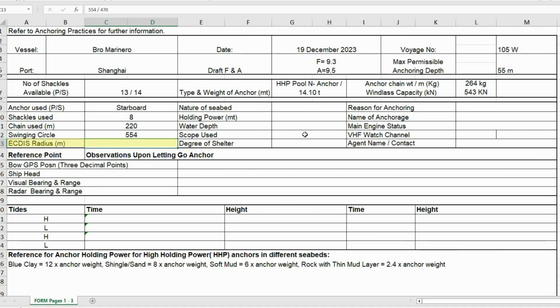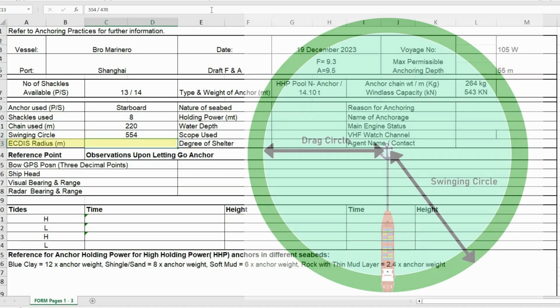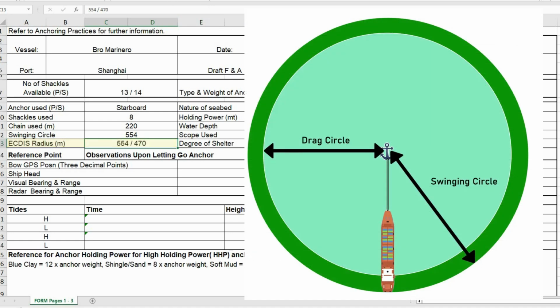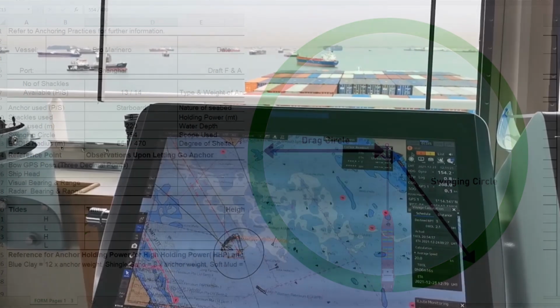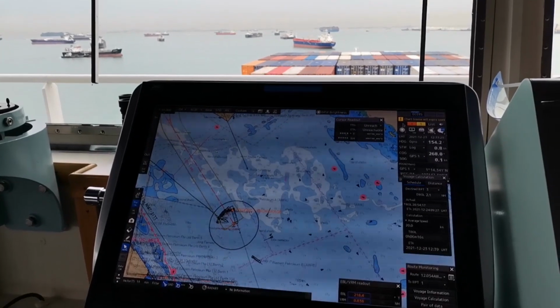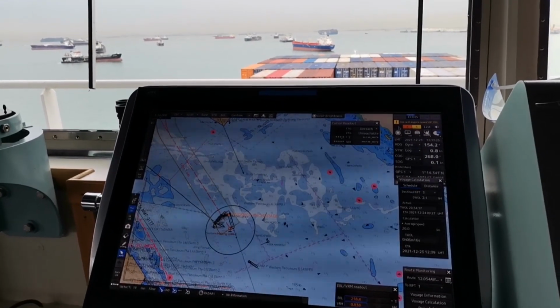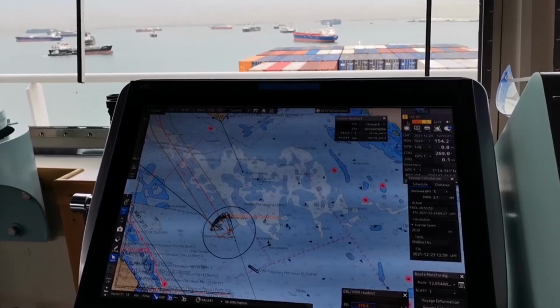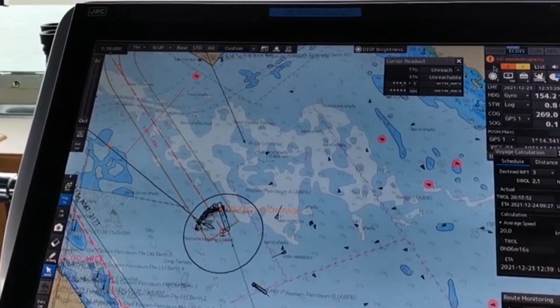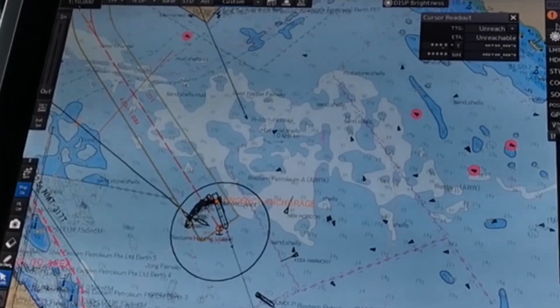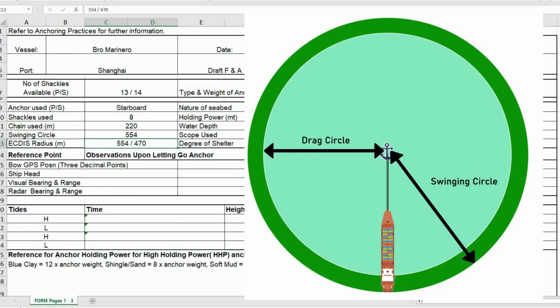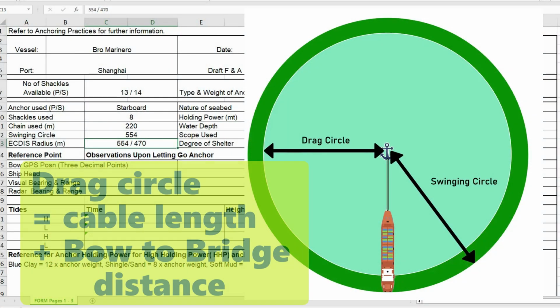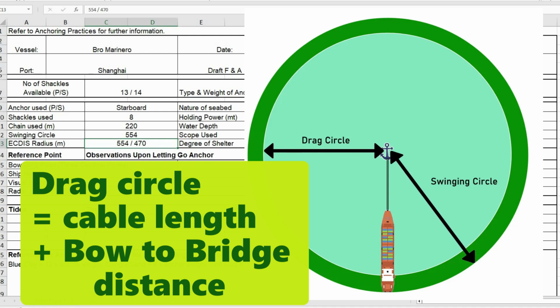ECDIS radius. ECDIS radius or drag circle is used to determine when the vessel starts dragging. It can be the same as swinging circle if ship's particulars are entered in ECDIS, and ship's shape is shown and the dragging alarm is sounded when the ship's shape crosses the anchor monitor circle. Or if you plot your anchor position on a paper chart, or the ECDIS alarm only responds to the vessel's GPS position, the radius of the drag circle will be the sum of the length of the cable and the distance from the bow to the bridge of the vessel.